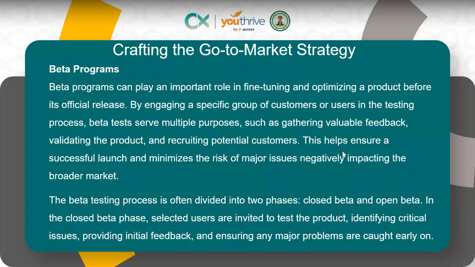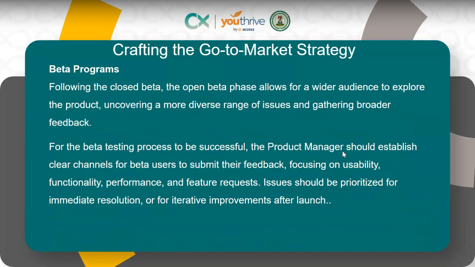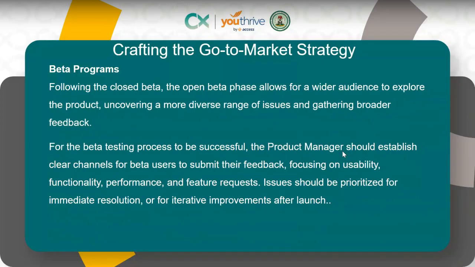The beta testing process is often divided into two phases. There's the closed beta and there's the open beta. In the closed beta, selected users are invited to test the product, identify critical issues, and provide initial feedback, ensuring major problems are caught early on. All right. The open beta phase allows a wider audience to explore the product, uncover a more diverse range of issues, and gather broader feedback.